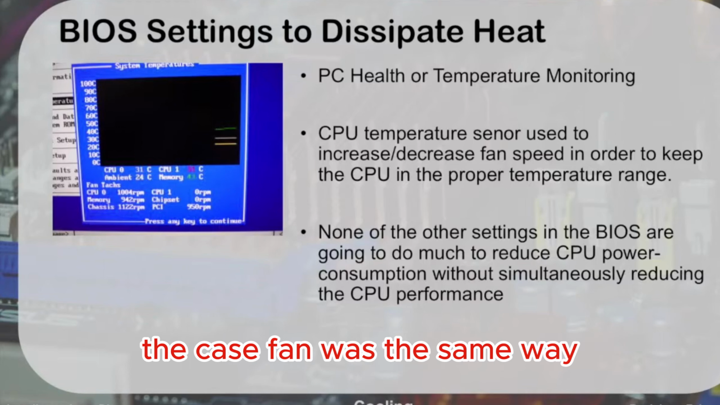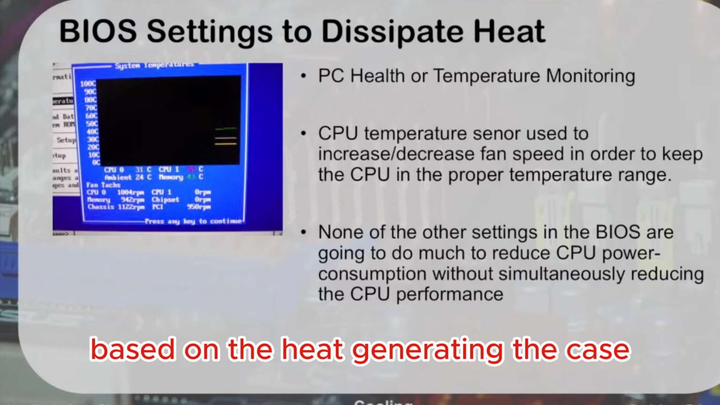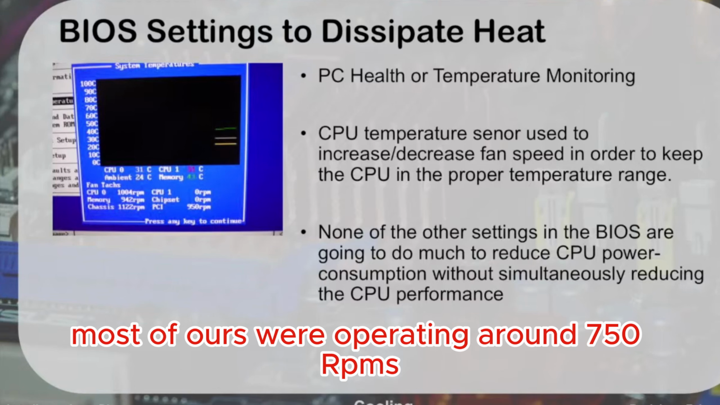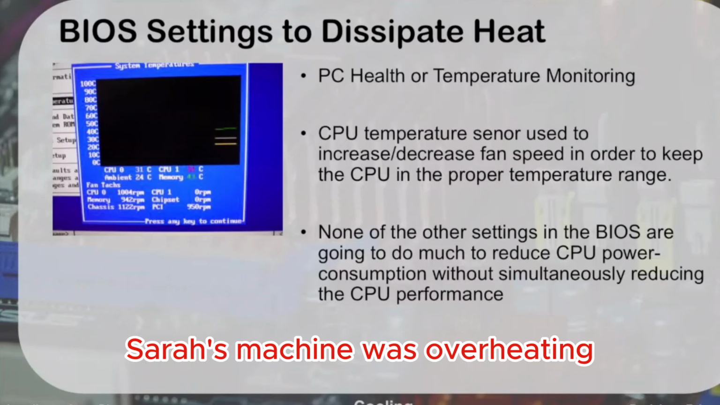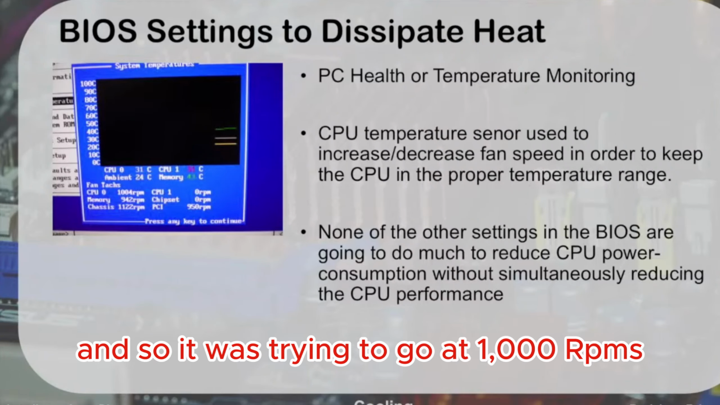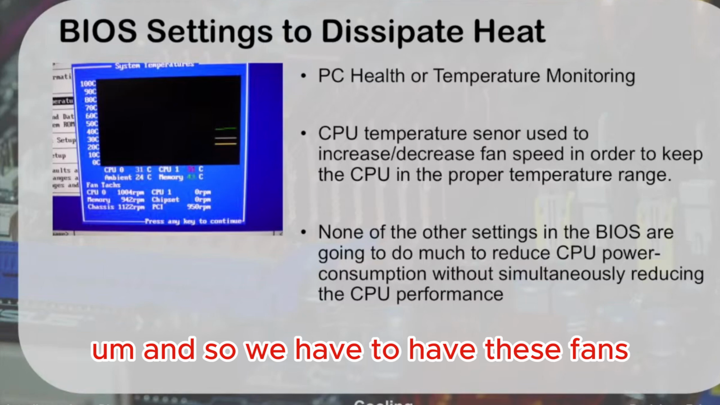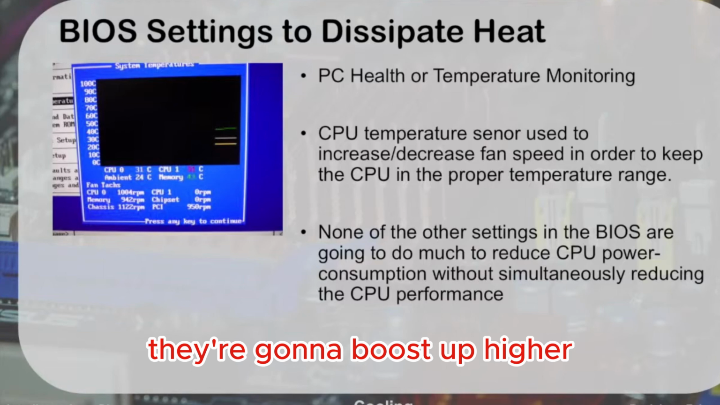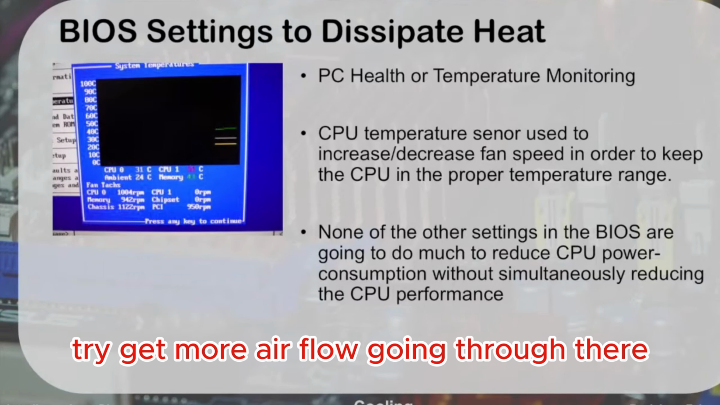The case fan was the same way. Based on the heat generated in the case, most of ours were operating around 750 RPMs. Sarah's machine was overheating, and so it was trying to go at 1000 RPMs. And so we have to have these fans. They're going to boost up higher, try to get more airflow going through there.